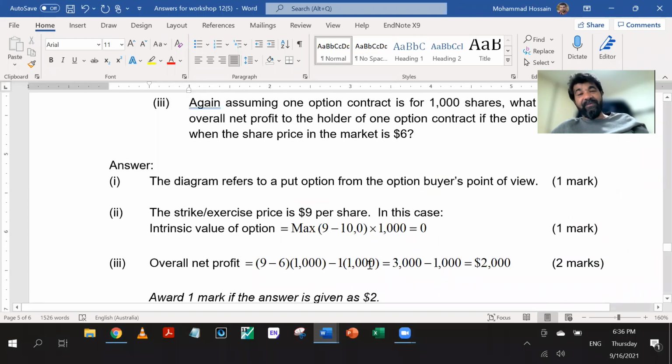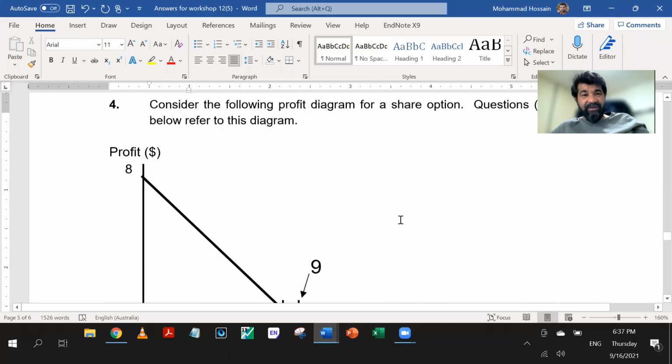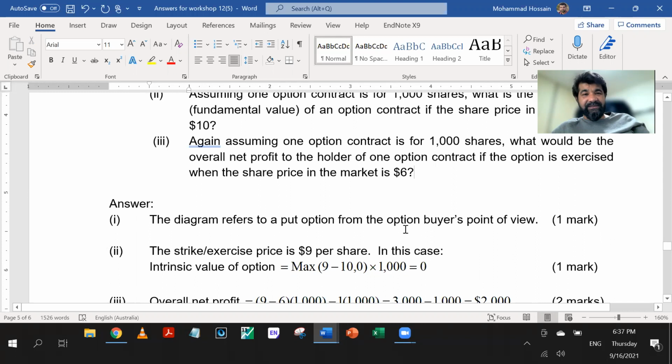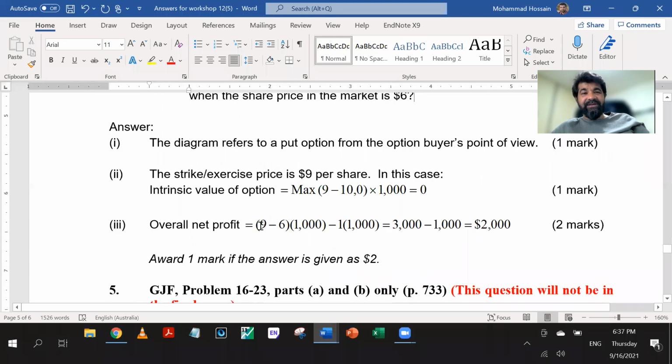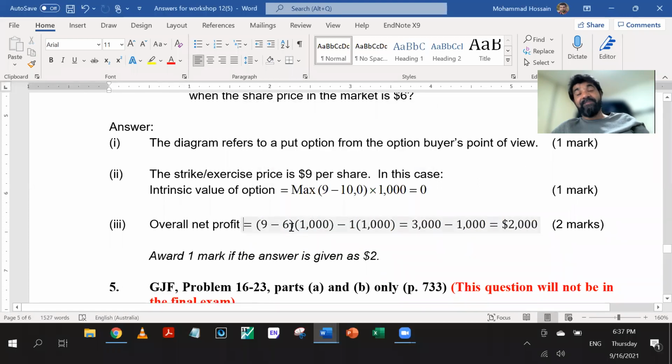All right, $3,000 will be profit, but from the $3,000 you have to deduct $1, as they mentioned somewhere here. $1 is your business expense. So $9 is your strike price. You're selling at $9, but the market price is $6. So you're making how much? $3,000. You're making a profit. But to get this put option, you have to spend $1,000. Subtract that $1,000. The rest, $2,000, is your profit.